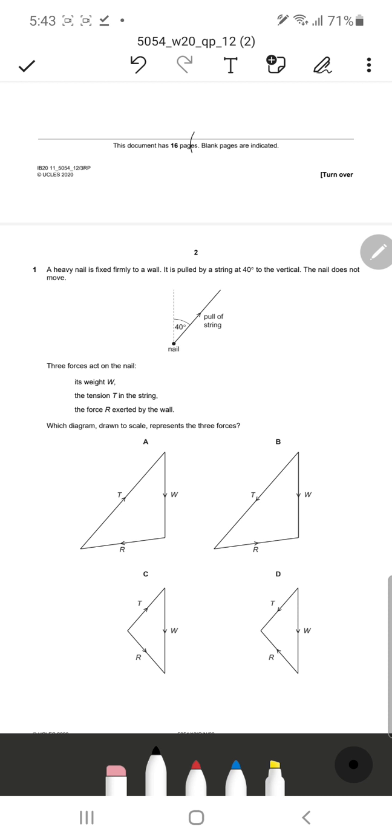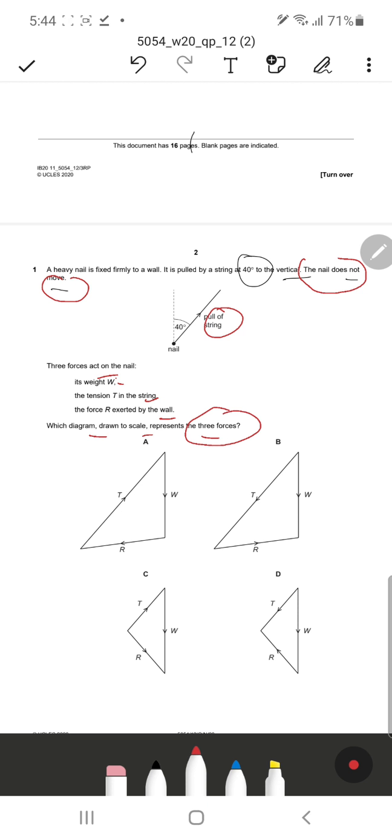A heavy nail is fixed firmly to a wall. It is pulled by a string at 40 degrees to the vertical. The nail does not move. Okay, so this is a very important thing. It says that the nail is not moving. Here they have mentioned the forces on the nail: its weight, W, its tension, T, on the string, and force R, which is exerted by the wall. It asks which diagram drawn to scale represents these 3 forces.